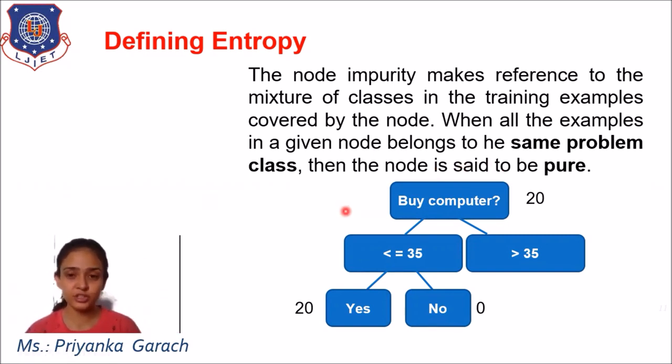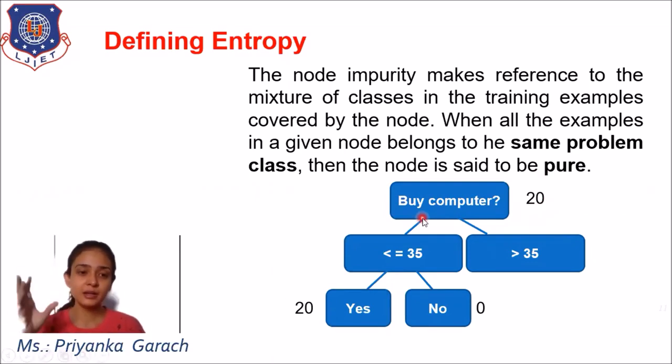A node is said to be pure when all the class labels fall at the same position. Suppose this is my example of whether a person will buy a computer or not. In my data set, suppose I have 20 different rows, and I have split my data set based on my age attribute, that is, less than or equal to 35 and greater than 35. In less than or equal to 35, I have all my class labels as yes, that is 20, and there are no rows with class label as no.